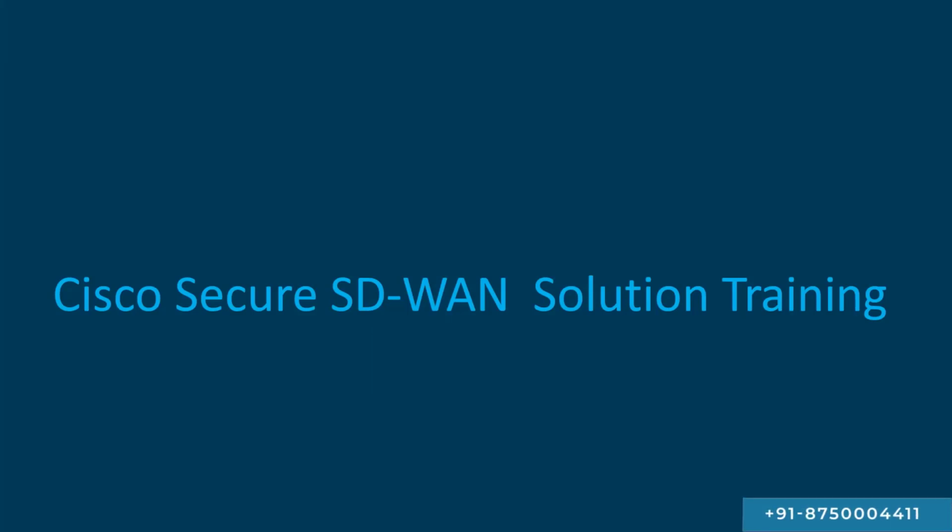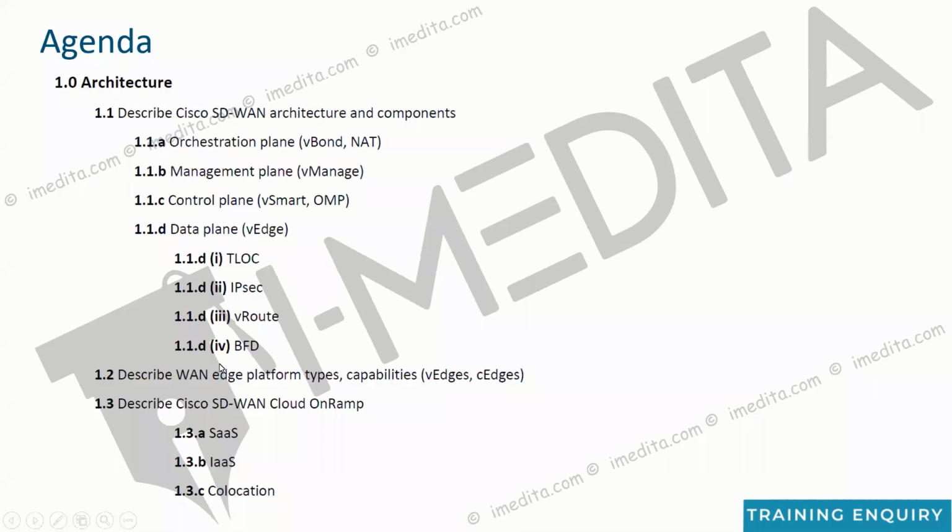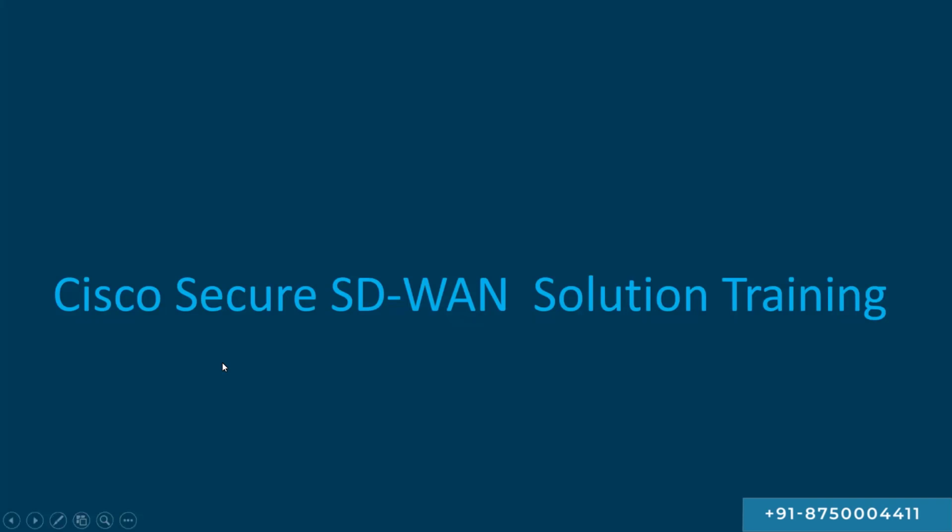For example, if you want to build your own lab at your home, what things will be required, so that things are easily accessible? We'll talk about everything about that, and then we will begin. So the content, there are total in our Cisco SD-WAN solution training.